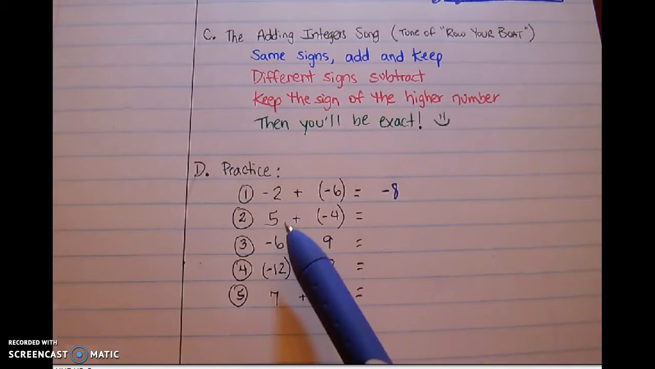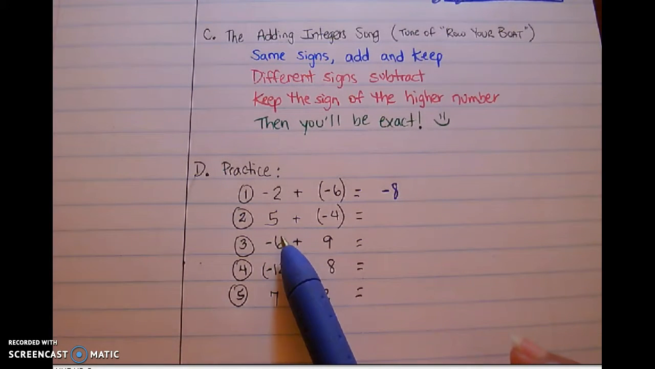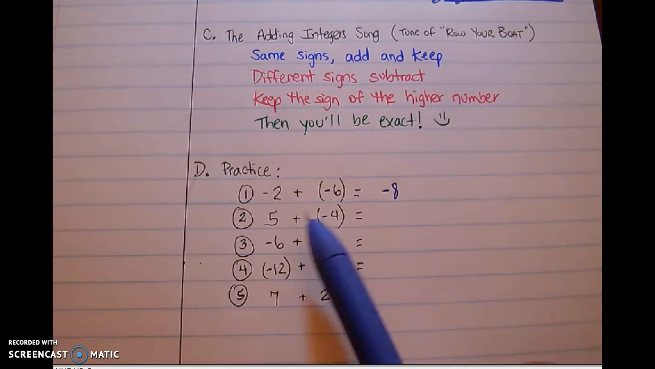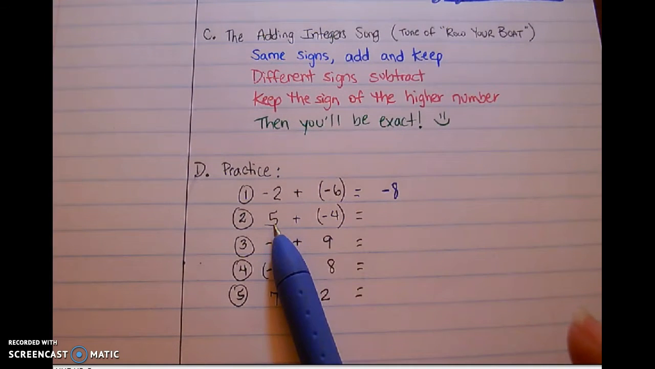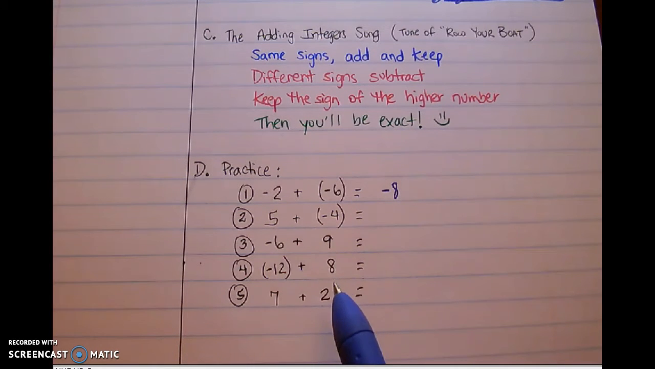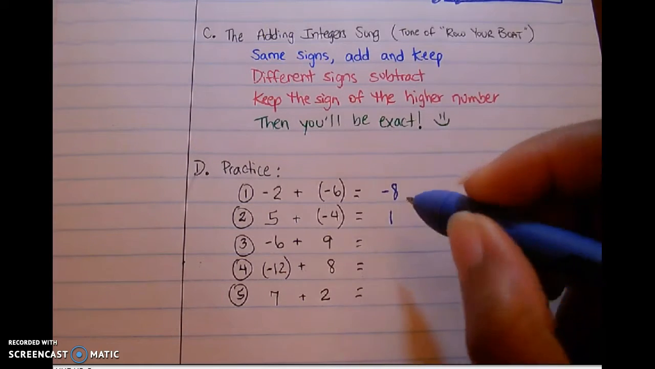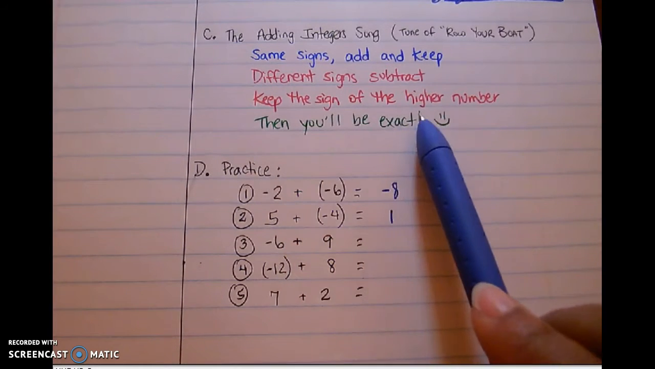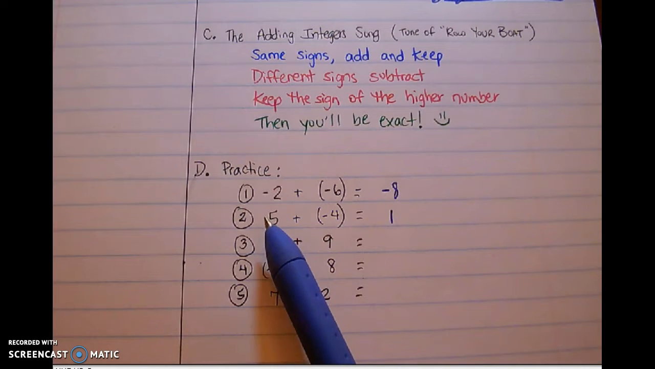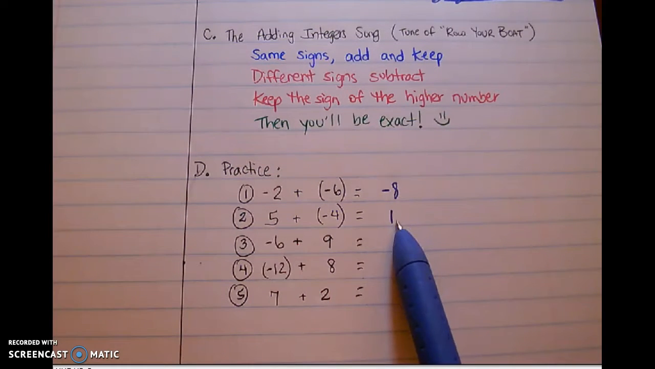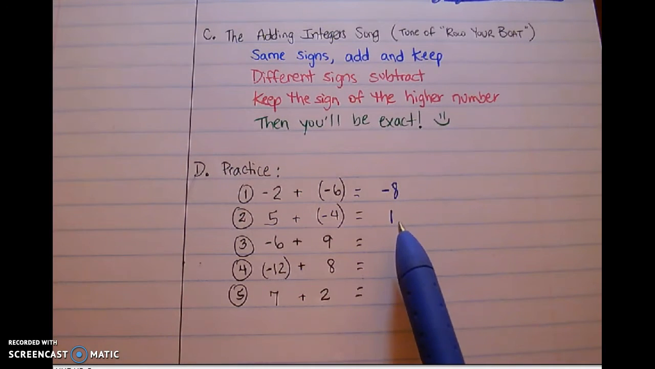So let's go to our second one. Same signs add and keep, different signs subtract. Okay, so since we have 2 different signs, that means we need to subtract these 2. Alright, we know when we subtract 5 from 4, we get 1, but it says keep the sign of the higher number. What's the higher number here? Is it 5 or is it 4? Definitely 5. So our answer is going to be a positive 1. Then you'll be exact. Okay.